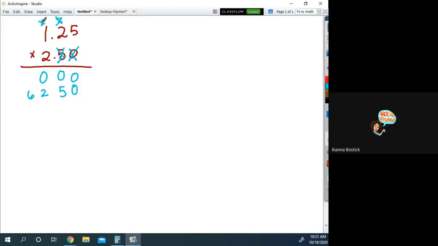Now I need to add 2 placeholders because I'm moving on to the next number. So we're going to add a placeholder each time we move on to the next number. Now I have 2 times 5, which is 10. Here is 1. 2 times 2 is 4, plus 1, which gives us 5. And 2 times 1.